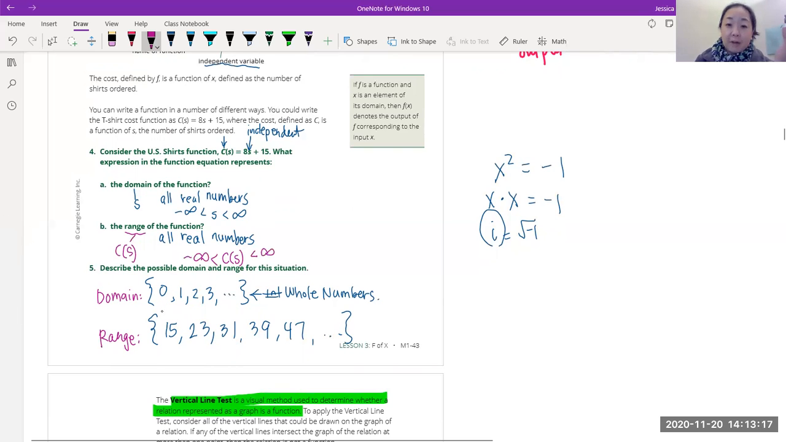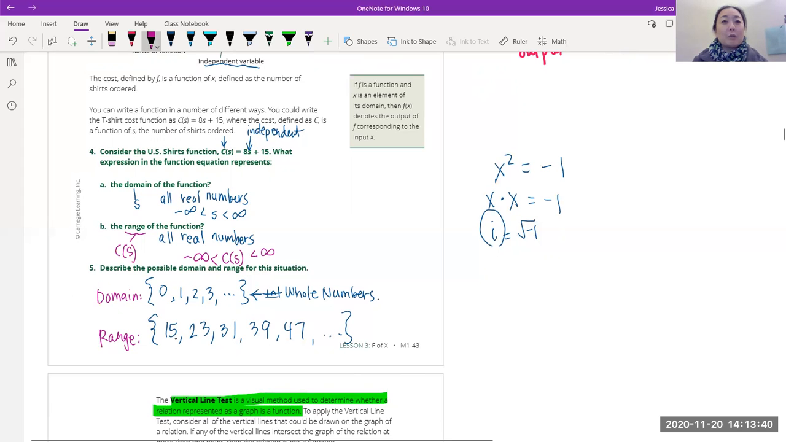We cannot order -5 shirts, right? You don't call the t-shirt company and ask, can I order -5 shirts? They're going to hang up. So it's going to be 0, 1, and you can only do increments of whole numbers, right? You cannot ask, can I have 2.7 shirts, please? No, you can't do that. Even if you tear it up, you don't do that. Don't be that customer, right?